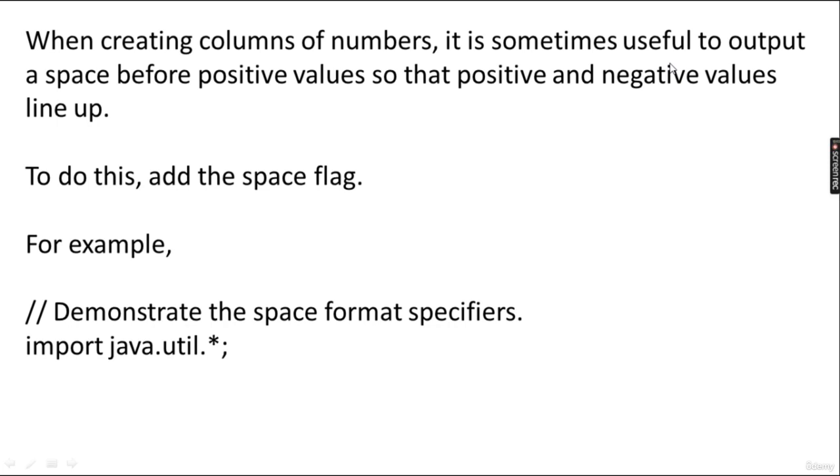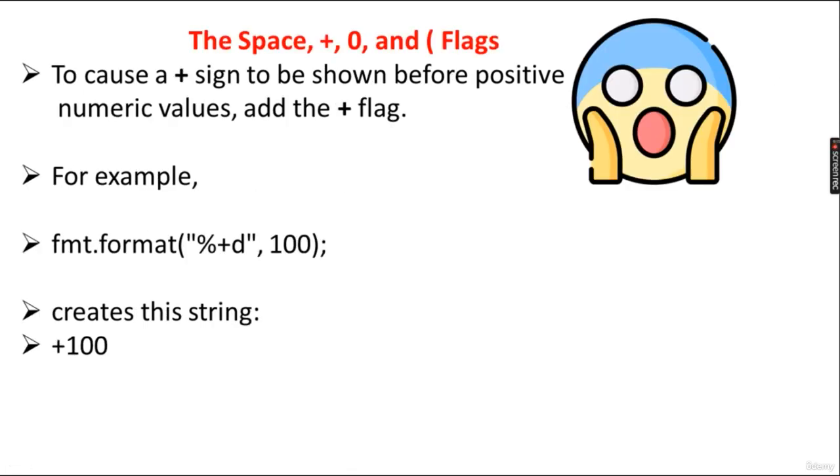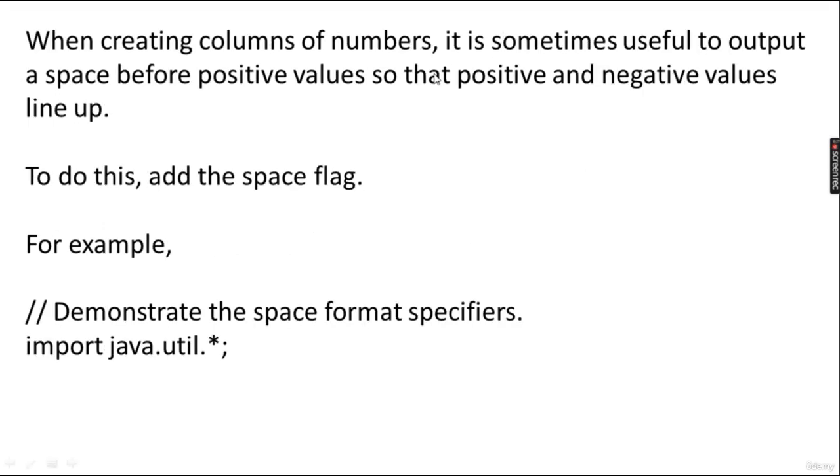When creating columns of numbers, it is sometimes useful to output a space before positive values so that positive and negative values line up in one column. That way you will understand which are the positive values and which are the negative values. To do this, add a space flag. So the space flag is added over here.